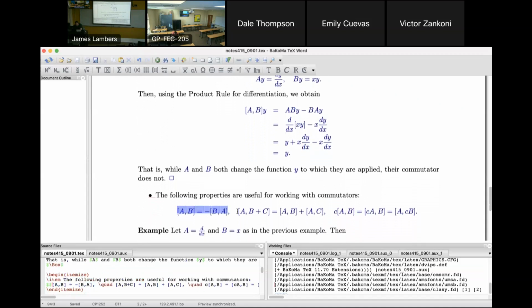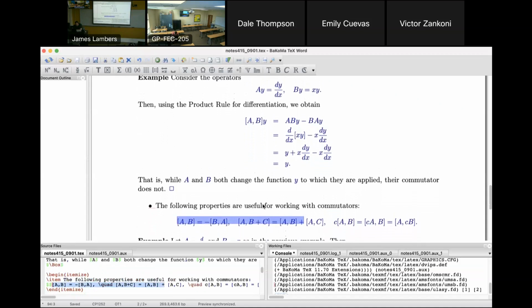Okay, here are some properties of commutators. The order of the arguments is important. So if I have the commutator of A and B, but I flip A and B, that changes the sign. And you can see that from the definition, because the commutator is AB minus BA. Switch A and B, then you get the opposite sign.